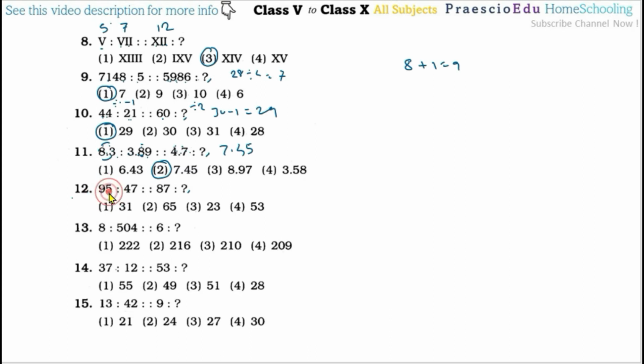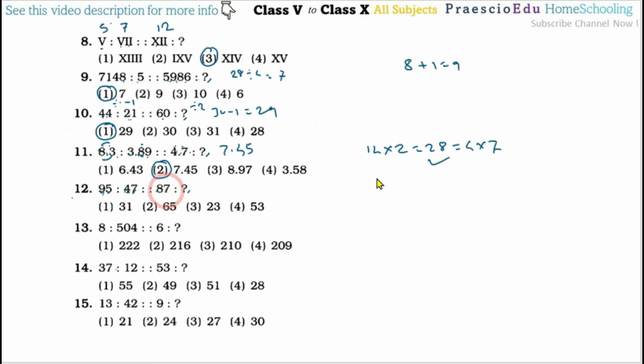So 9 plus 5 is 14. 14 multiplied by 2 is 28. And if you do the multiplication of these two digits, 47, 4 multiplied by 7, we are getting 28. So these digits' multiplication should be equal to these two digits' addition multiplied by 2.